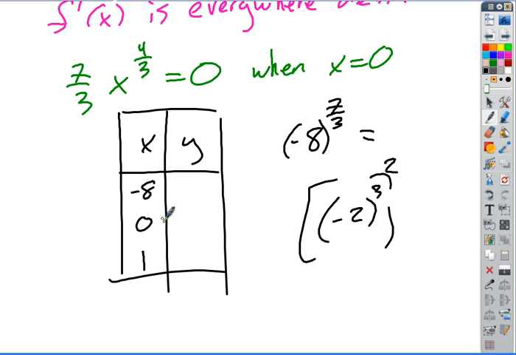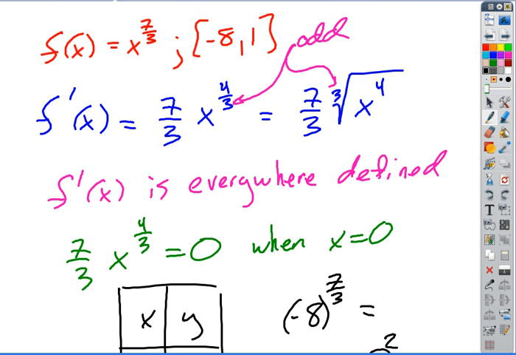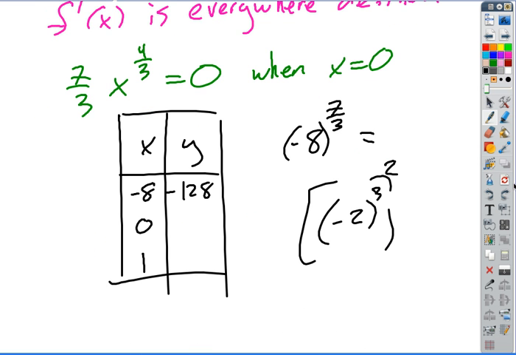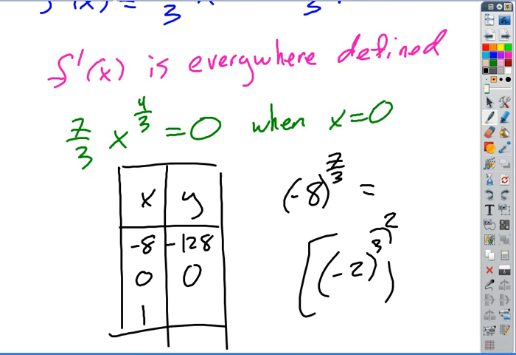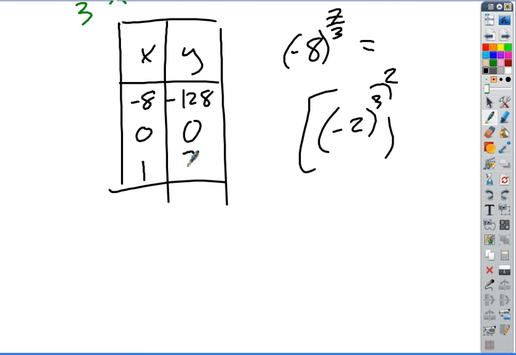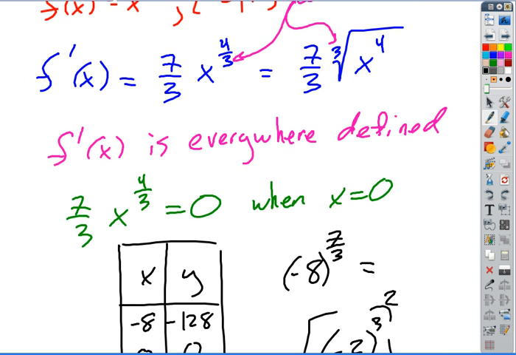So -8, I'm going to get -128. If I plug 0 into the original, I just get back 0. And if I plug 1 in, I get 7/3. So the biggest, here's the winner. I got 1 to the 7/3.